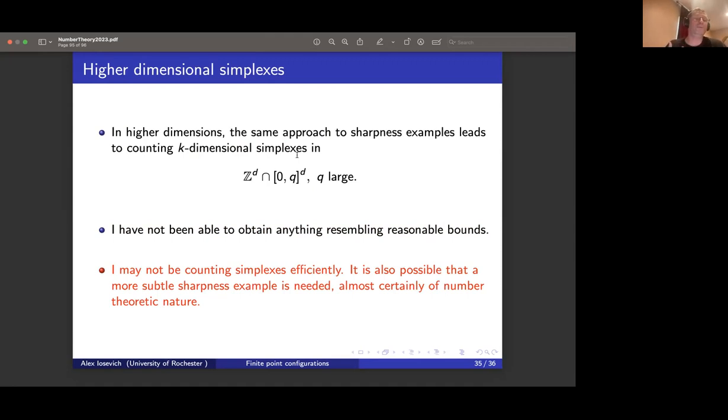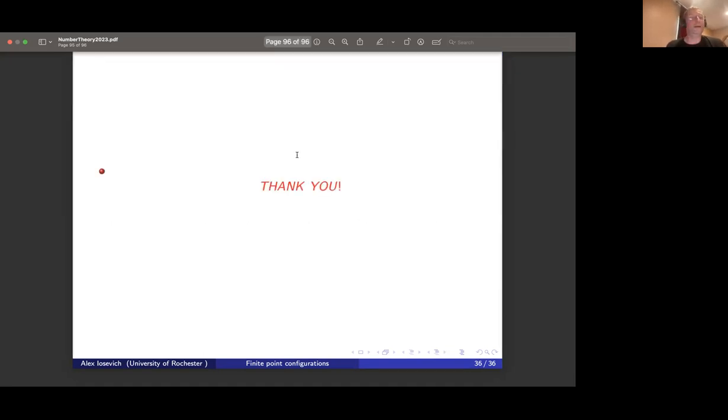Why? Because there is a belief, and it's a reasonable belief, that sharpness examples should be based on an integer lattice. Why should they be based on an integer lattice? Because we want distances to repeat as often as possible for the worst possible case. And it's hard to think of a setting where that would happen that would be better than the integer lattice. It's a superficial argument. However, it's the best that we have at the moment. Okay, so I think I'm going to stop there.